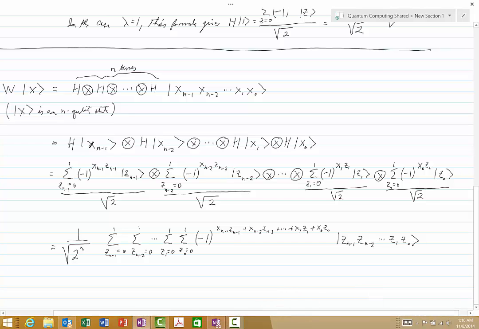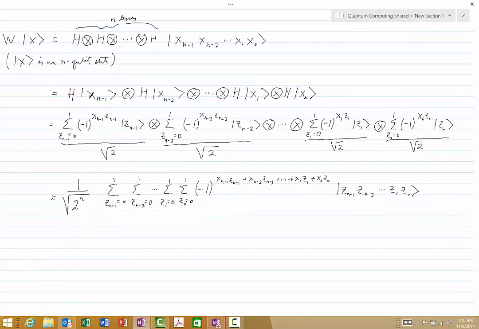Now, for the next part of our reasoning, let's make the following observation. What is this exponent for negative 1 equal to? If we take xn minus 1 times zn minus 1 plus xn minus 2 times zn minus 2 plus dot dot dot plus x1 z1 plus x0 z0, what is that equal to? Well, let's write everything else out.